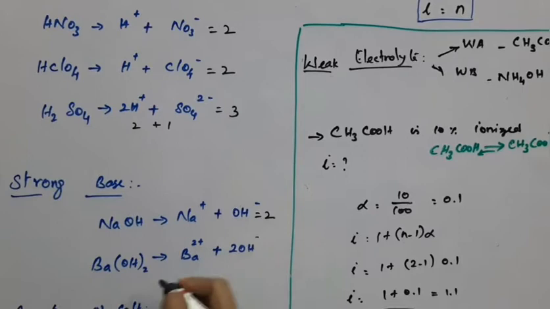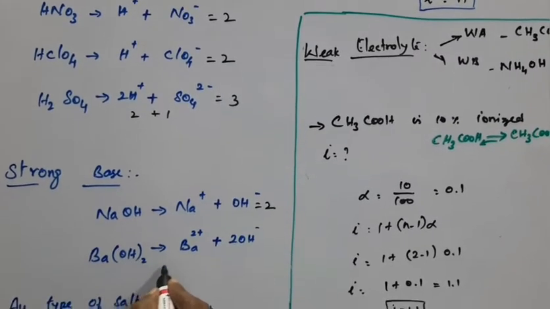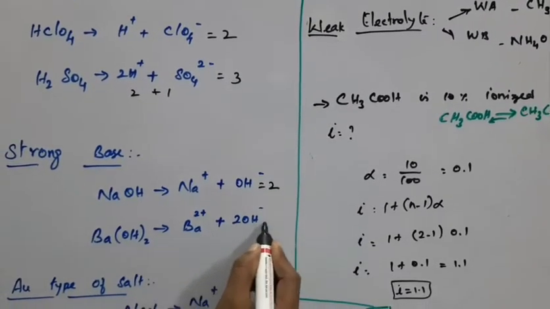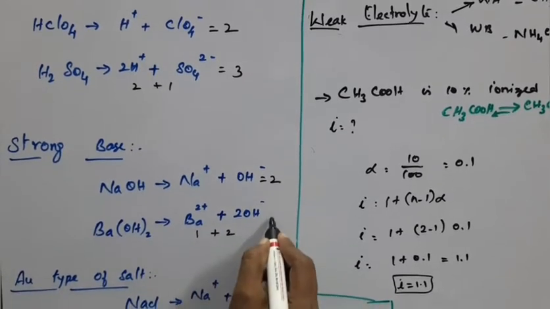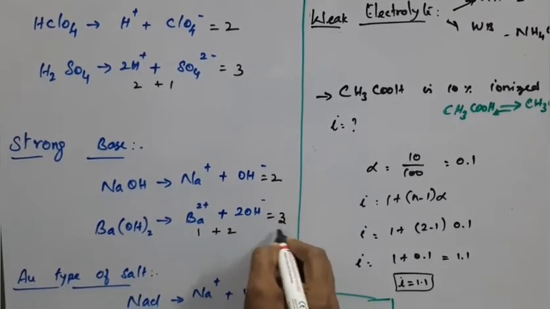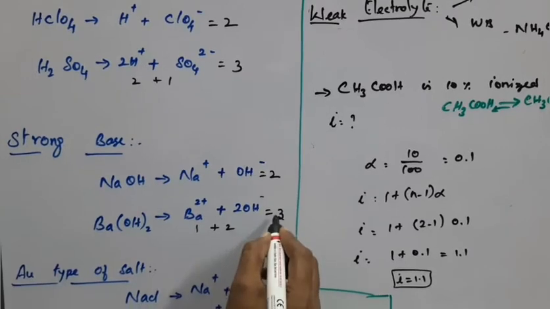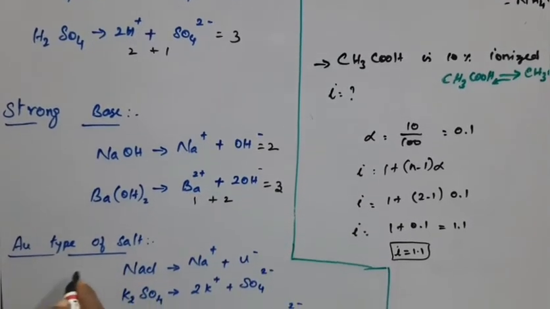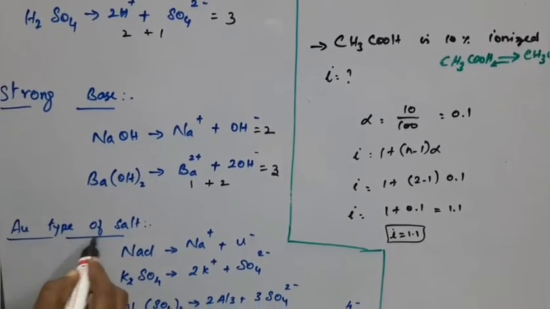Okay, so the i value is also 2. Ba(OH)2 gives Ba2+ plus 2 OH minus, 1 plus 2 equal to 3. So the n value becomes 3 and the Van 't Hoff factor i is also 3. Okay, so here let me take all types of salt.